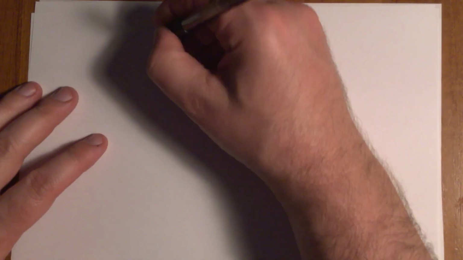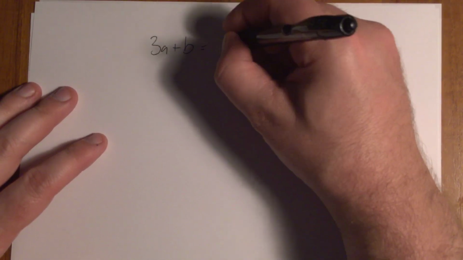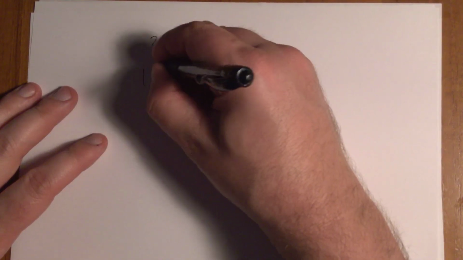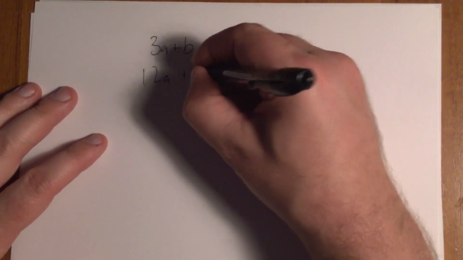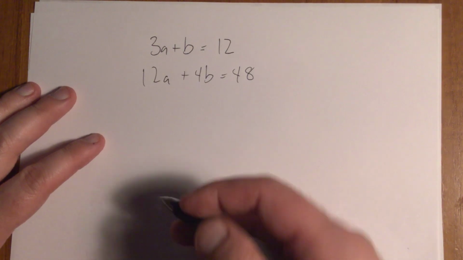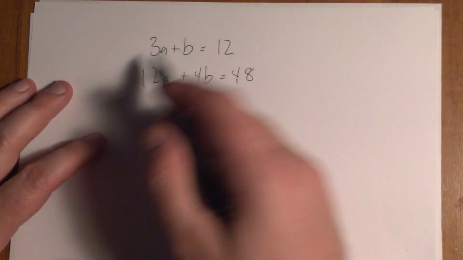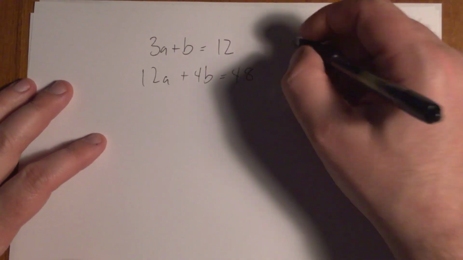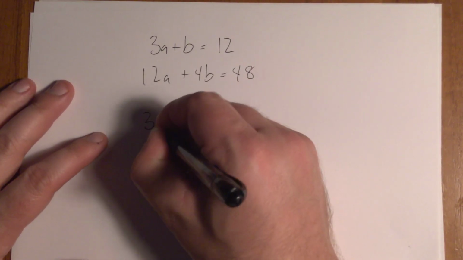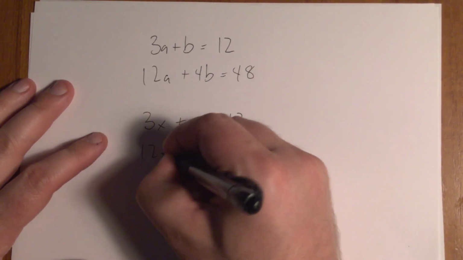Next question. How many solutions does the following system of equations have? All right, so I have 3a plus b equals 12, and 12a plus 4b equals 48. If it's in a variable you don't like, rewrite it with y's and x's. It doesn't matter which one is which, as long as you're consistent. I could rewrite this as 3x plus y equals 12, and 12x plus 4y equals 48.